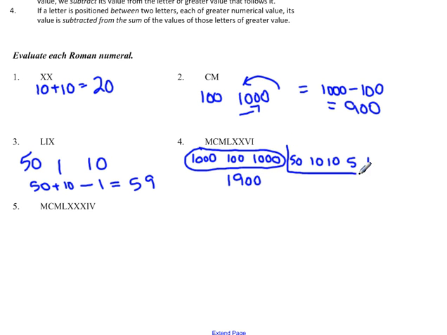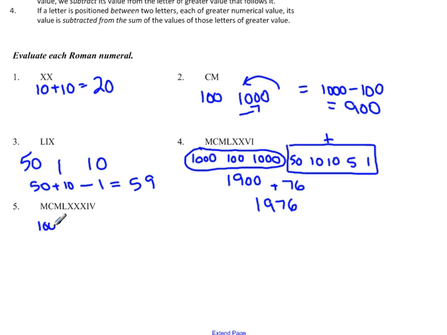These are all in largest to smallest order, so you simply add them. So 50 plus 10 plus 10 plus 5 plus 1 is going to be 76. So add those two and you get 1976. Okay, let's try one more.